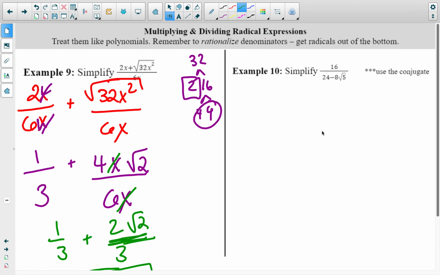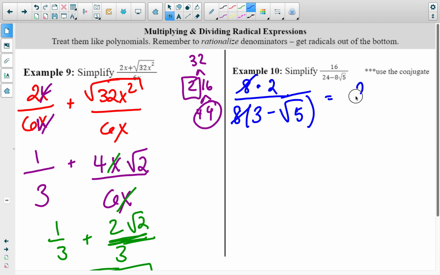All right, and our very last example, go ahead and give it a try. It's a conjugate example. My work may look a little bit different than yours, but I'm going to do something that's going to allow us to simplify a bit quicker. I'm going to change this to 8 times 2, and then I'm going to factor out an 8 down here. These are equivalent. I factored out an 8 from 24 and negative 8 root 5. Those 8's cancel, so what we're really trying to simplify is 2 over 3 minus root 5.